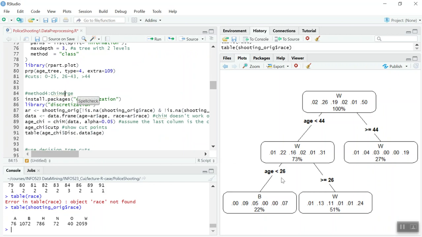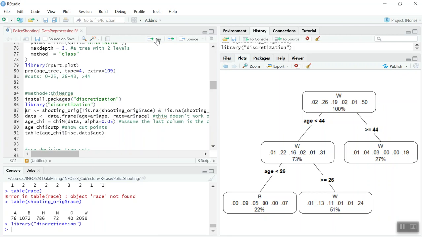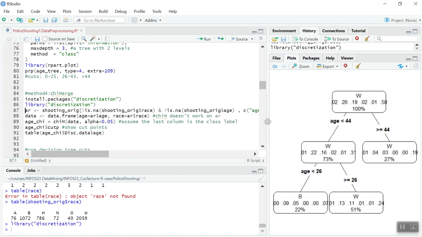This also tells you why I don't want to impute that age, because I think the age carries a main signal there, and I don't want to mess up the signal by artificially inserting data into the data set. Okay, so I'm going to add this discretization library. First of all, we cannot use anything with NA values. We have to remove those.